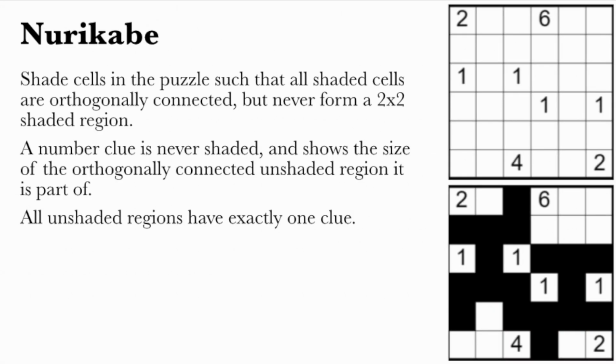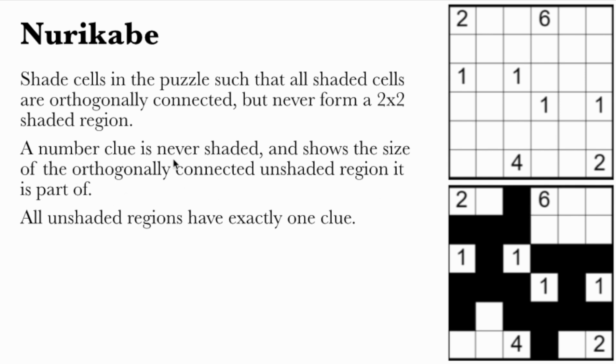Nurikabe is a shading puzzle. We will shade cells in the puzzle such that all shaded cells are orthogonally connected but never form a 2x2 shaded region. Orthogonally connected just means sharing an edge, so vertically or horizontally connected. We can never form a 2x2 shaded region. As you can see, we don't have a square of black cells right there.